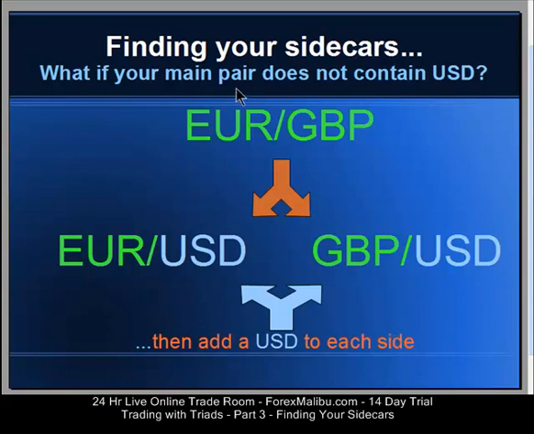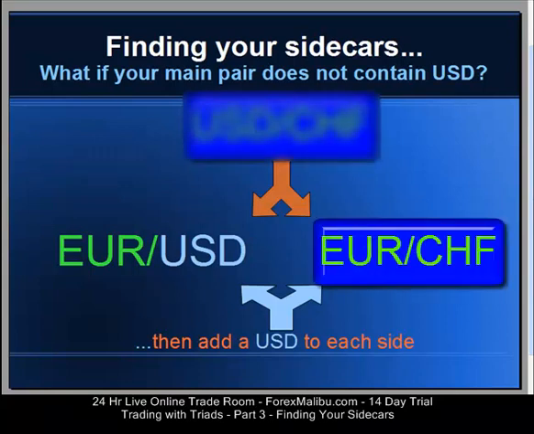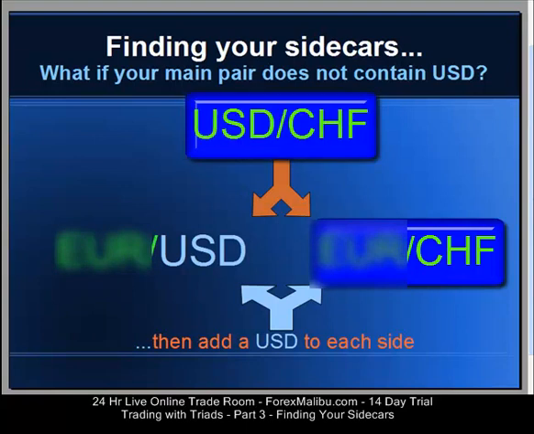Say you're looking at euro dollar and euro Swiss, and they both look like trend trades with clear roads up. You're wondering which one of these is going to be better. What is similar between those two? The euro. So you would remove the euro from euro dollar and the euro from euro Swiss, and you'd be left with dollar Swiss. Dollar Swiss connects euro dollar and euro Swiss.